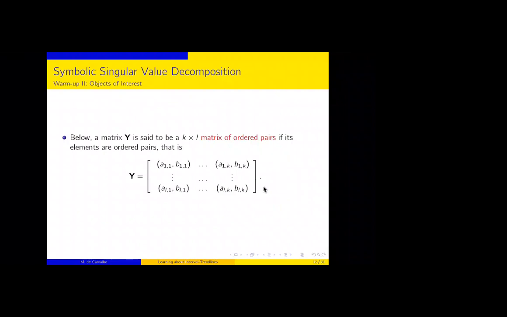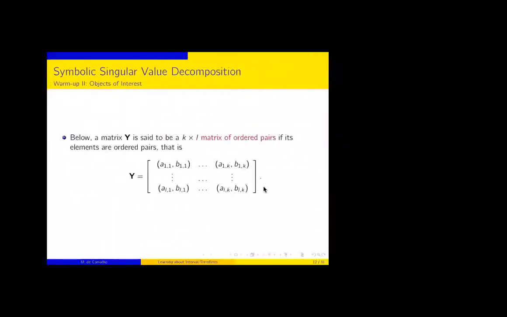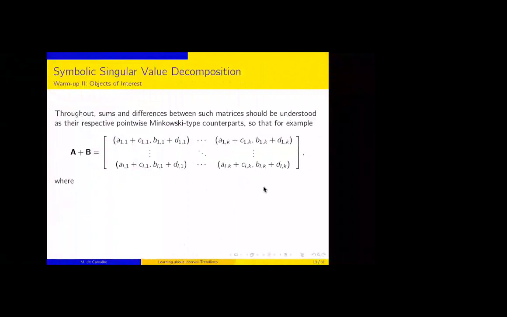I'll need to introduce it now as well. Okay, so with this matrix of ordered pairs, questions start appearing. How are we defining sums? How are we defining subtractions in terms of this space, in terms of this space of matrices of ordered pairs? How do we add up on this space?